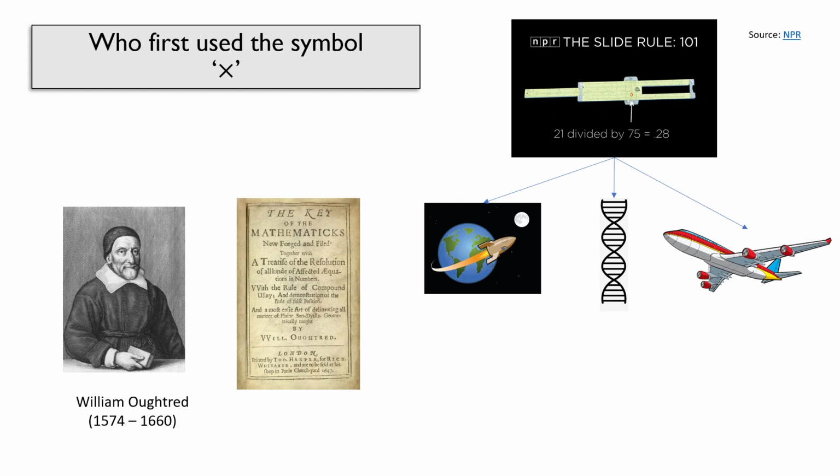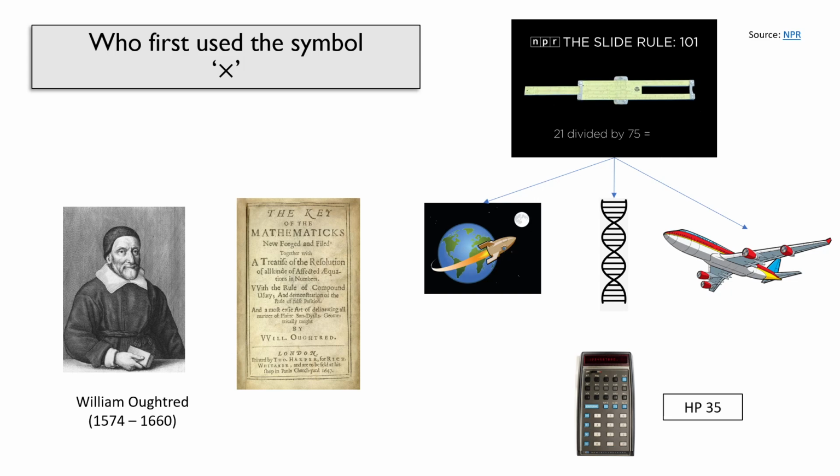The death of the slide rule was rapid and unexpected in the mid 1970s, with the influx of pocket calculators, especially the HP-35, which was released by Hewlett Packard in 1972. It killed the slide rule. And apart from that, Oughtred is also credited with introducing abbreviations for trigonometric functions like sine and cosine.